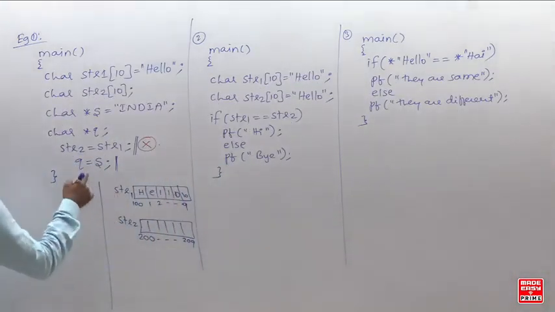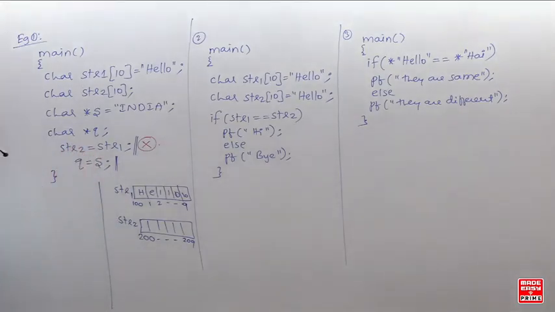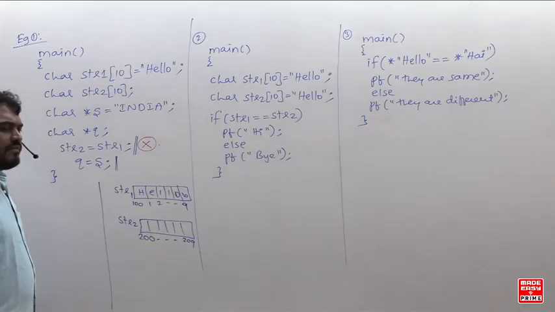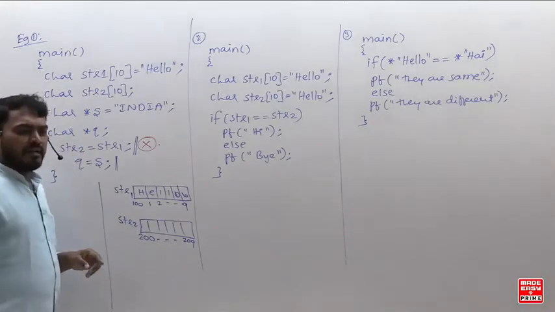If I do this, q equal to s, allowed or not allowed? So no problem. What is the q saying? Listen, understand the declaration of q here. Character star q.